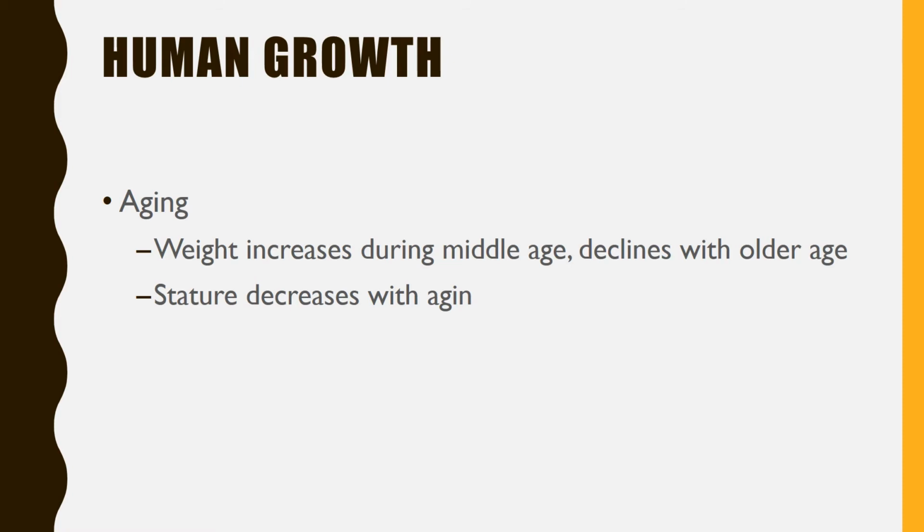Aging has also been shown to affect anthropometric measures. In particular, it affects weight and stature. For instance, weight in general increases during middle age and then declines amongst the most elderly. Stature has also been shown to decrease with aging due to bone loss and compression of intervertebral disc and flattening of the feet.